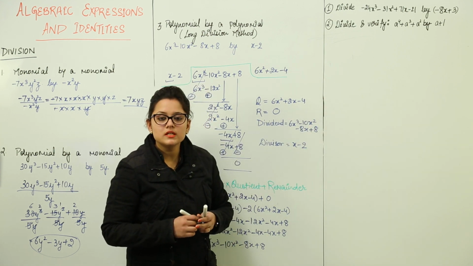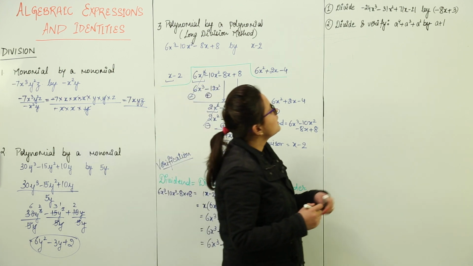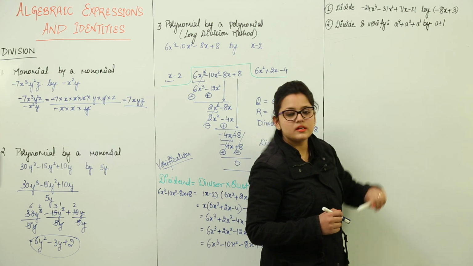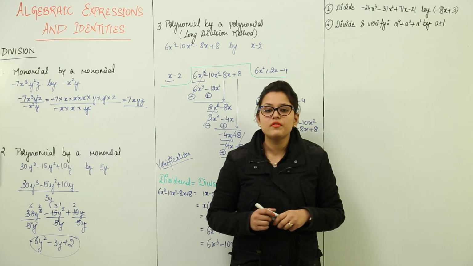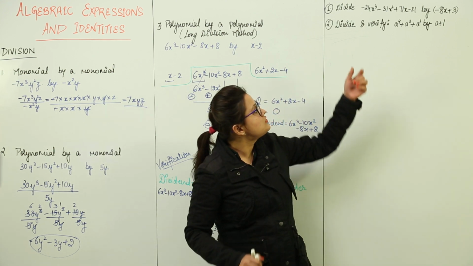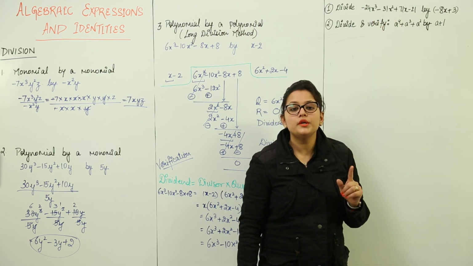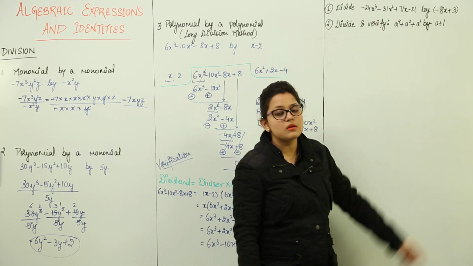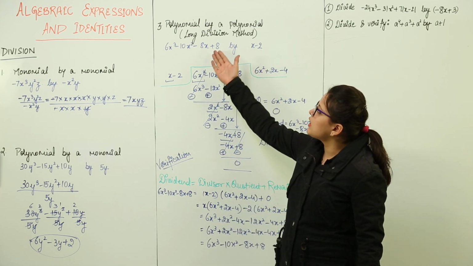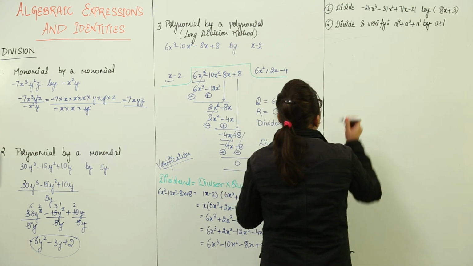Now I will be discussing a few more questions so that the concept becomes a bit clear to you. The first question says that we have to divide this expression by another expression. Now you have to identify which out of these three categories the question is coming from. Let us check. The first expression here is a polynomial, and the next expression is a binomial, that is another polynomial. So that means we have to apply the third case, the long division method only.